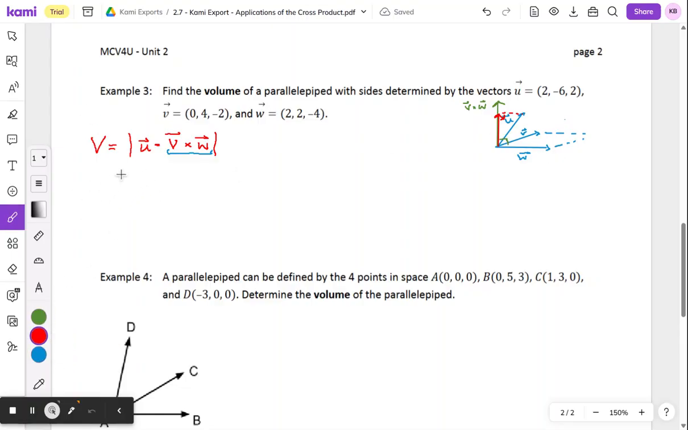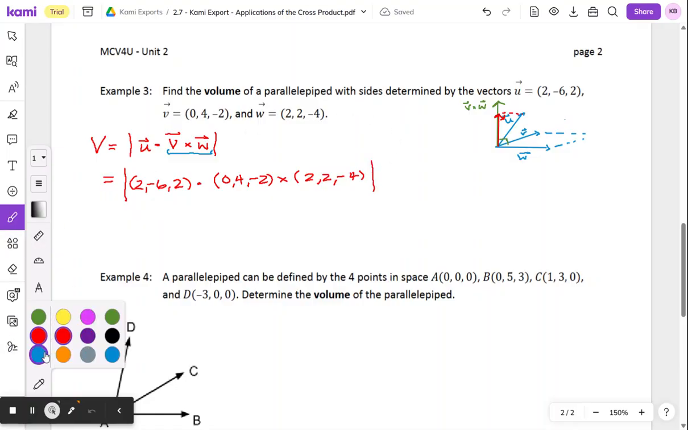Okay, so I'm just going to fill this in, and then I'm going to leave you to do some calculations. So I have 2, -6, 2 for my U, my V, 0, 4, -2, 2, 2, -4. Okay, so remember, when we're doing this, kind of like an order of operations, we do our cross product first, and then we apply the dot product after. Okay, so when I calculate my cross product, I'm going to want to start with those y values.